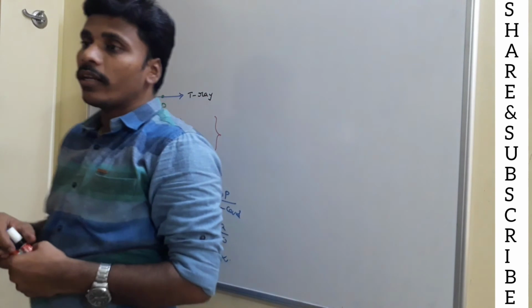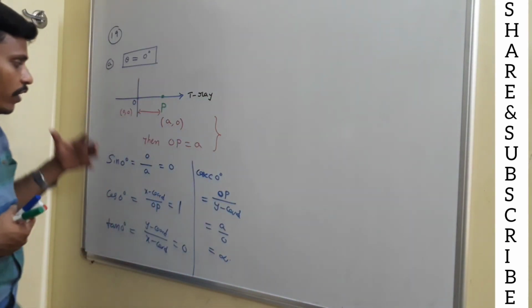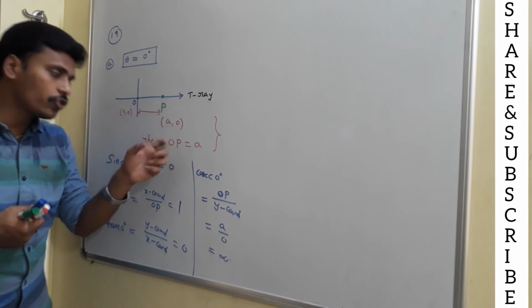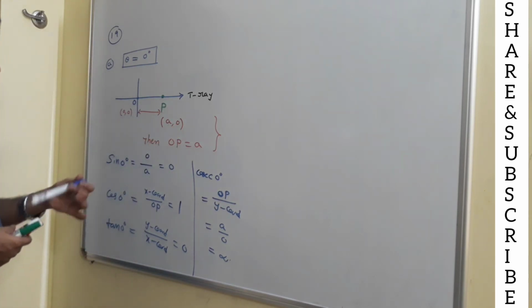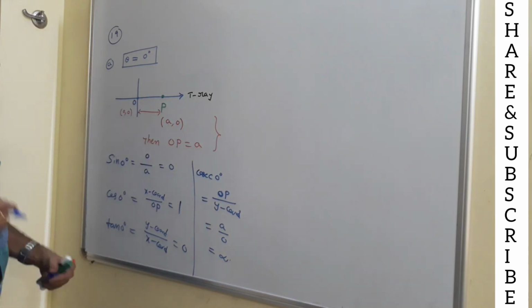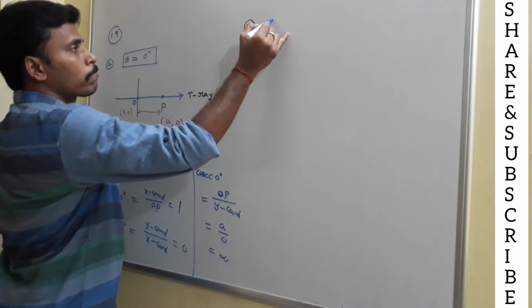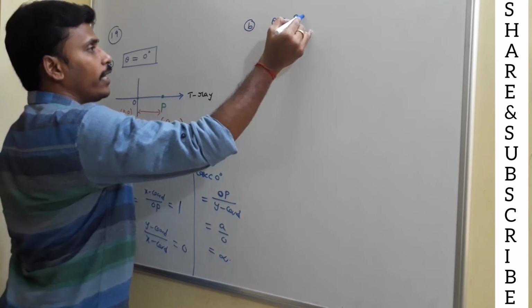So for 0 degrees, if you try to calculate the trigonometric ratios, its x coordinate is a, y coordinate is 0 and the r value is a. Okay, this is for 0 degrees. And now if you wish to calculate for theta equals 90 degrees.